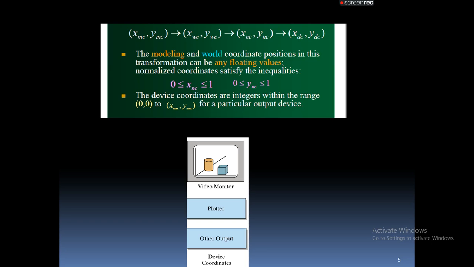To perform this normalization coordinate to screen coordinate mapping, we need one more window. That window is called the viewport. A viewport is also a rectangular window, but the viewport defines where you want to see the image on the screen of the monitor. So these are the two types of window I discussed.